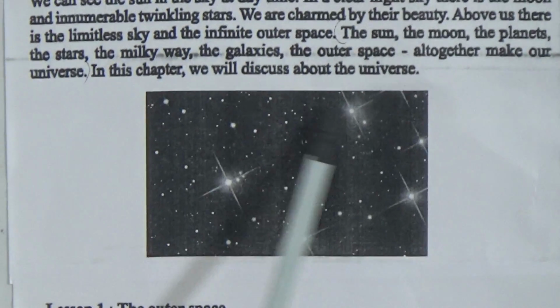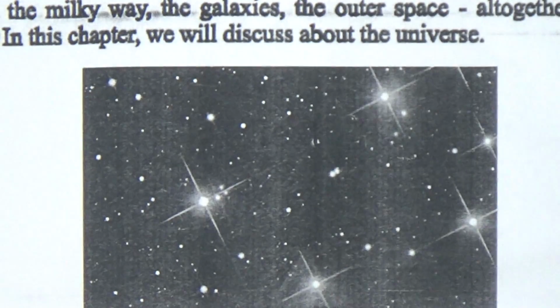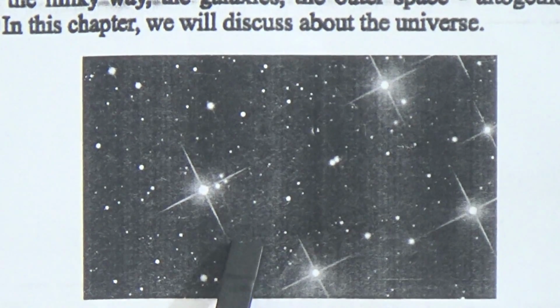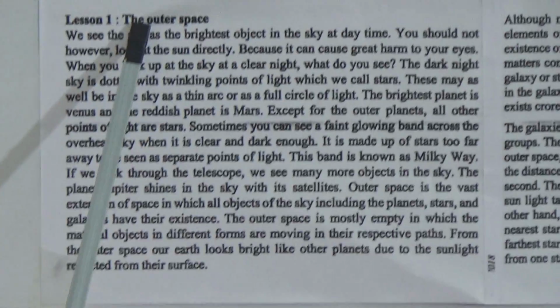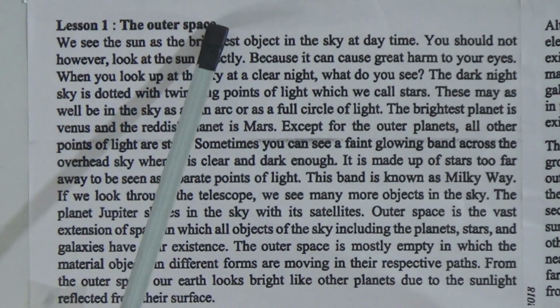Look, this is the picture of the night sky. There we can see some stars are twinkling. There are so many stars and so many galaxies, the Milky Way, and all together is called our universe. Now we will discuss lesson 1. The name of the lesson is the outer space.